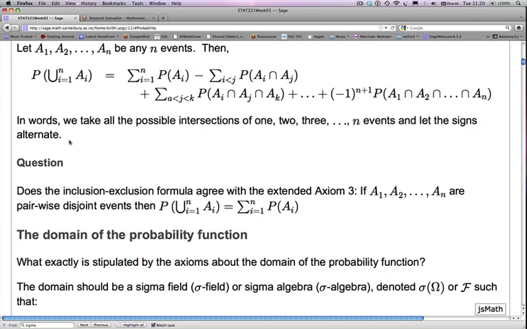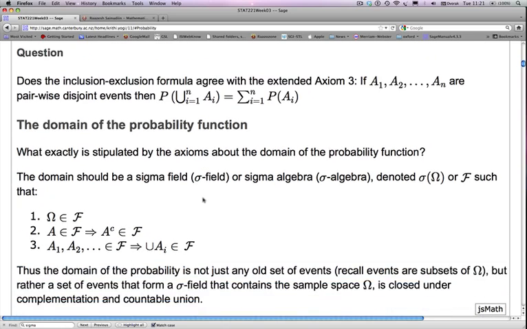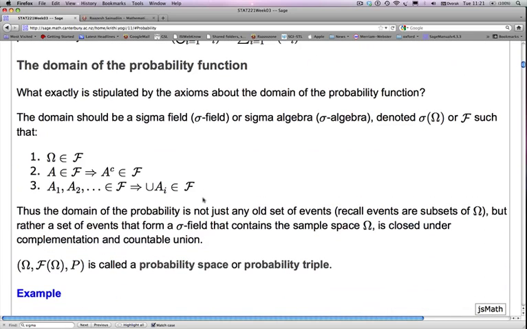Okay, so yes, indeed, this formula does hold from here if we have pairwise disjoint events. Now let's move on to the next topic, the domain of the probability function.